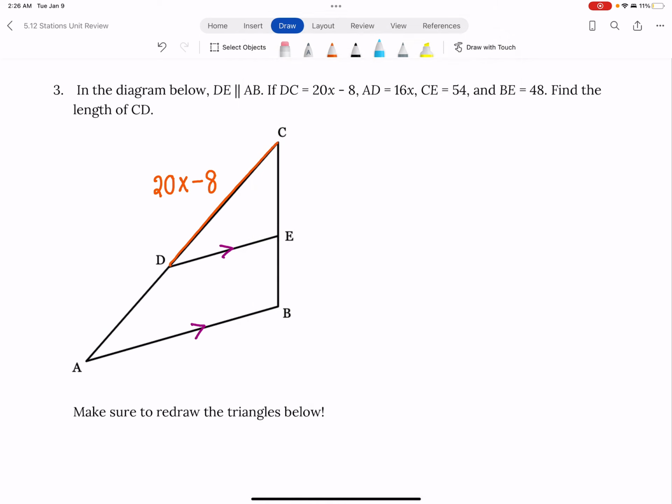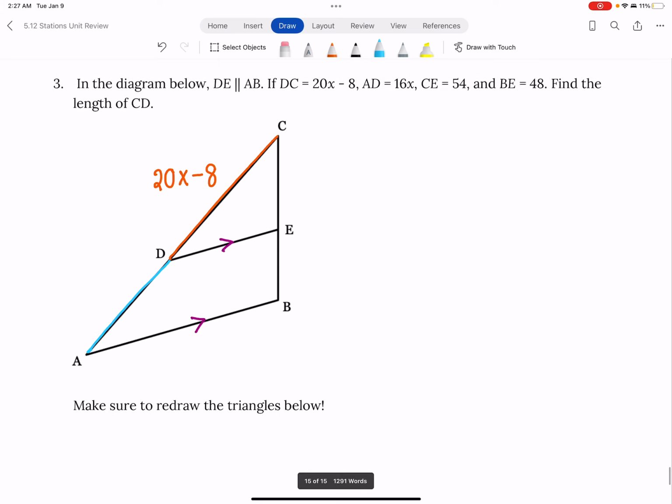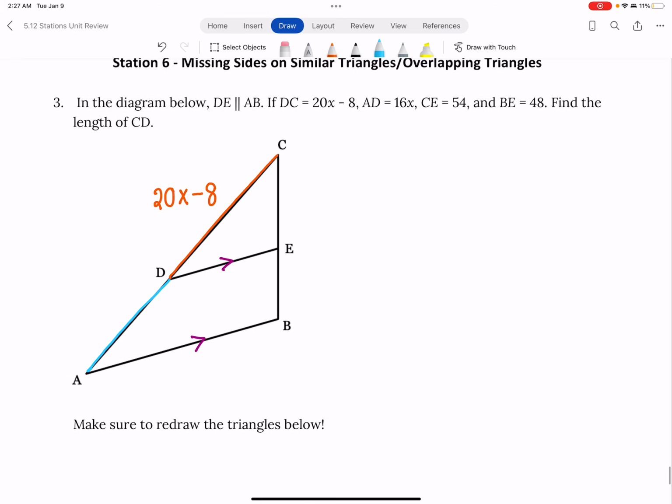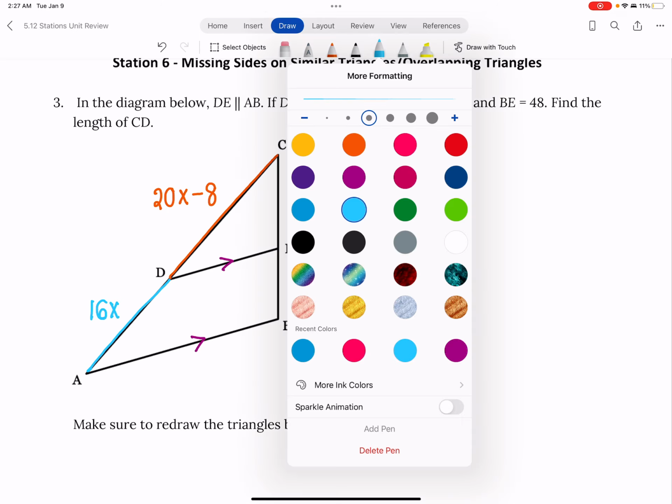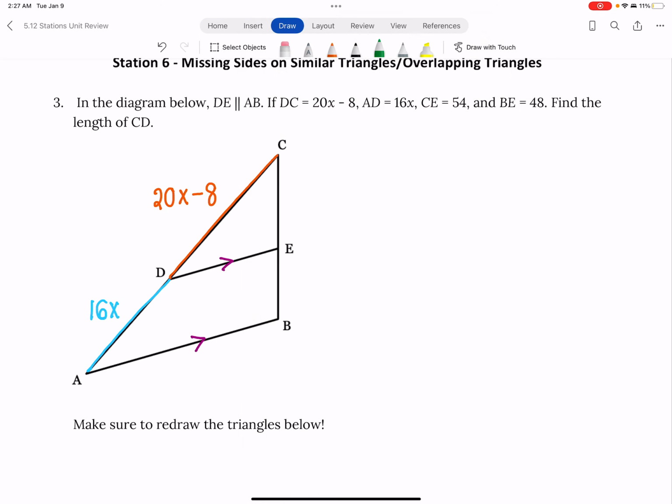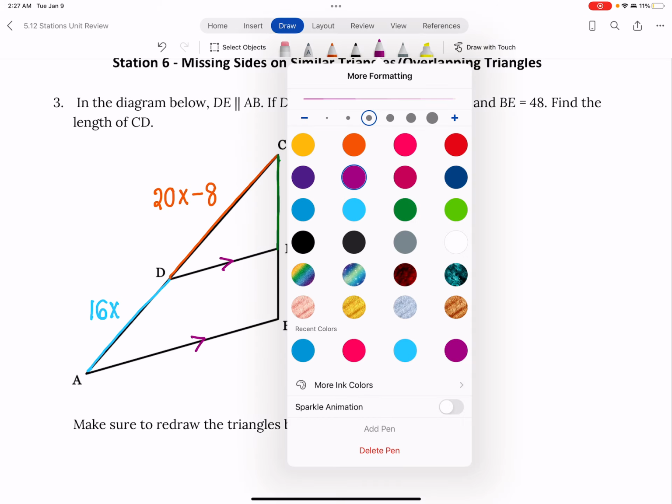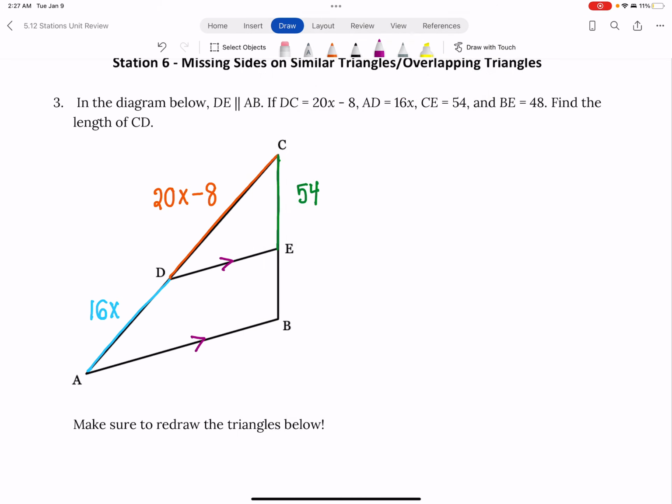Then line segment AD is given to us with a length of 16x. Line segment CE has a length of 54. And lastly, line segment BE has a length of 48.